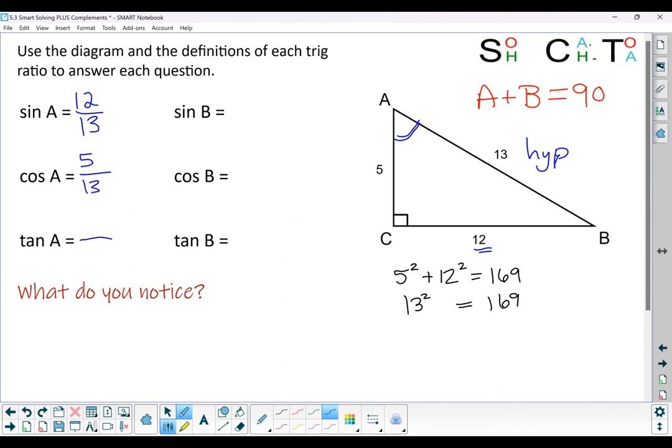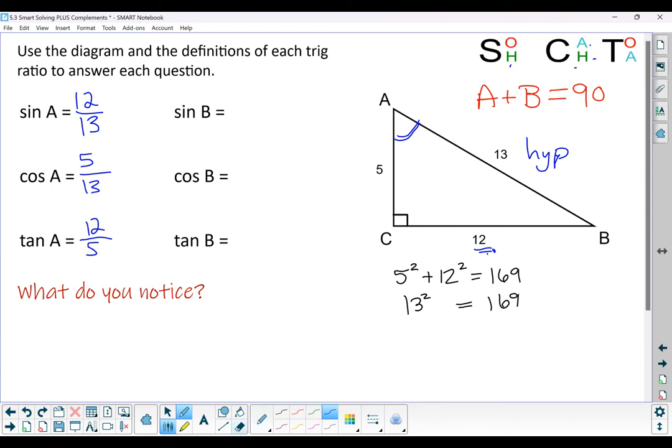Your sine and cosine should have the same denominator because they both have the hypotenuse as the denominator. For tangent of A, we need to do opposite over adjacent. So from angle A, the opposite side is 12, and the adjacent side is length 6. So the tangent of A is 12 over 5.